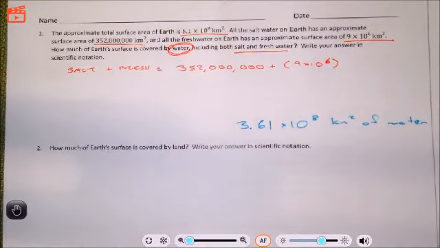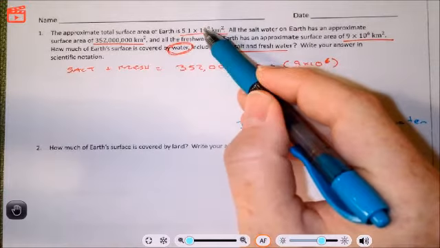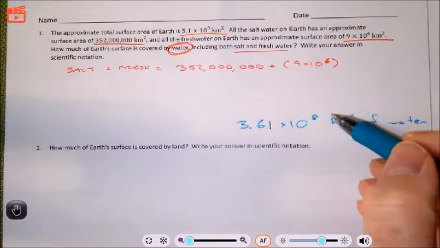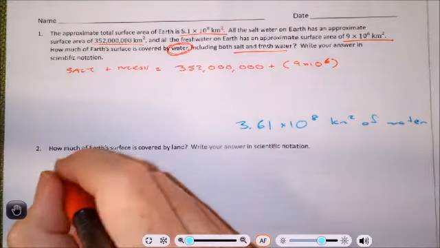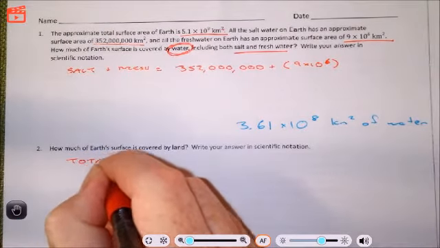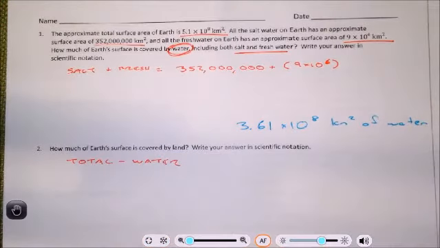For exercise 2, it's how much of Earth's surface is covered by land. This time we do need the total. We know the total of the Earth, and we know how much water. So for this one, we need to do total Earth minus all water, salt and fresh.